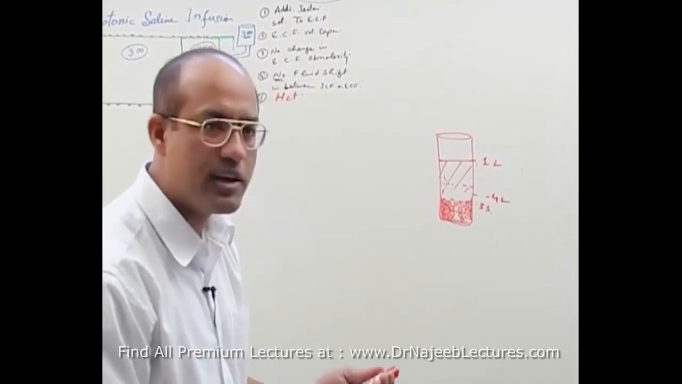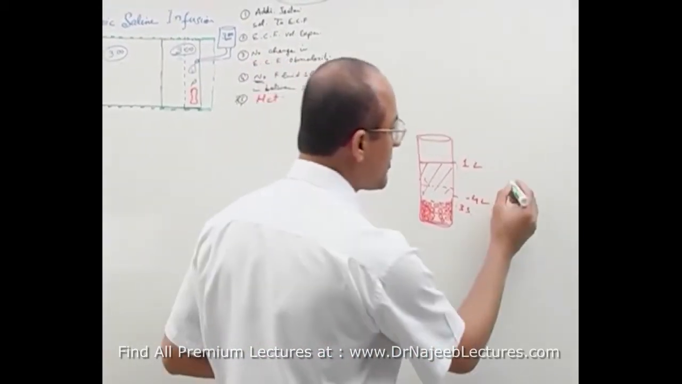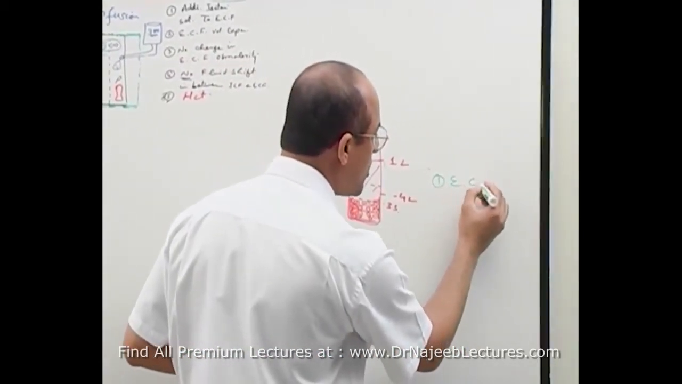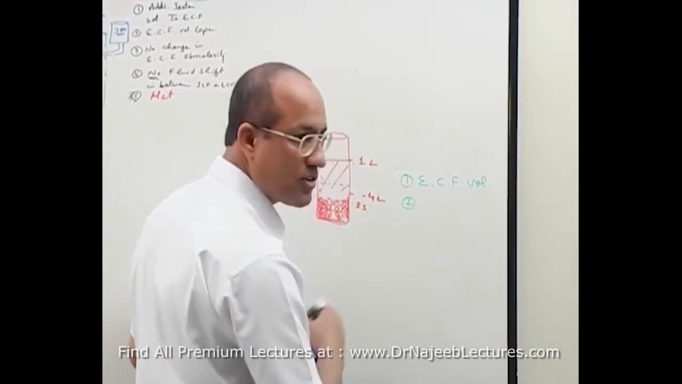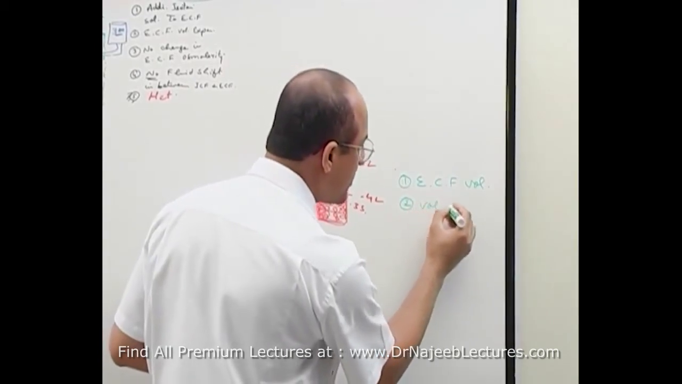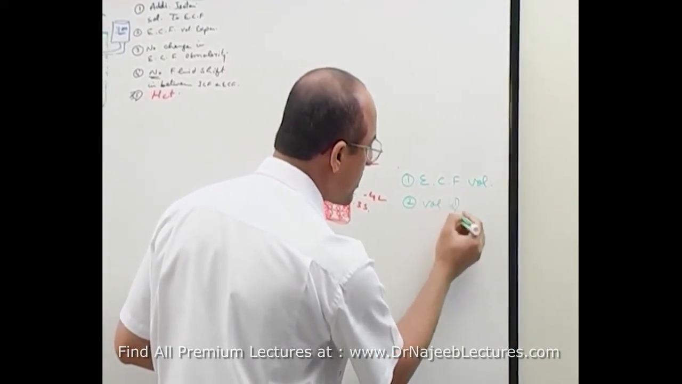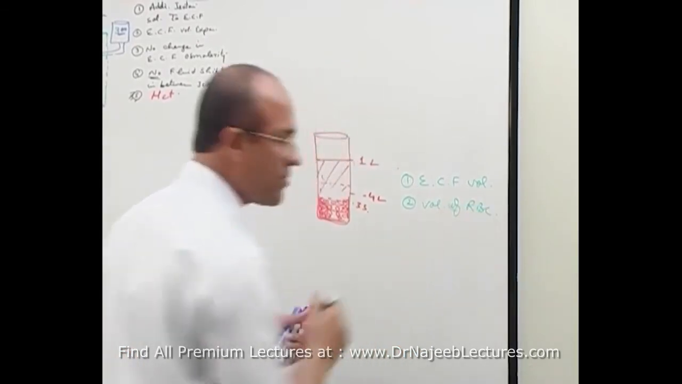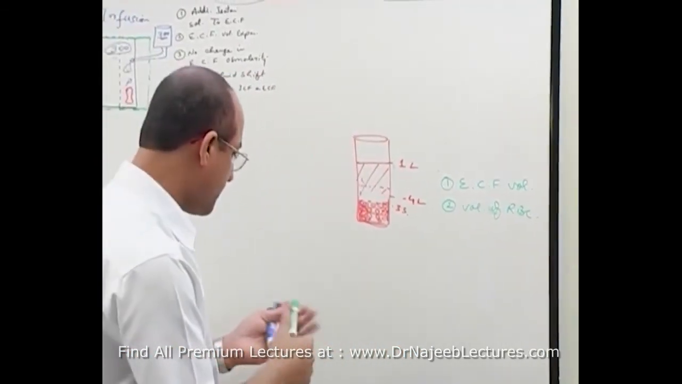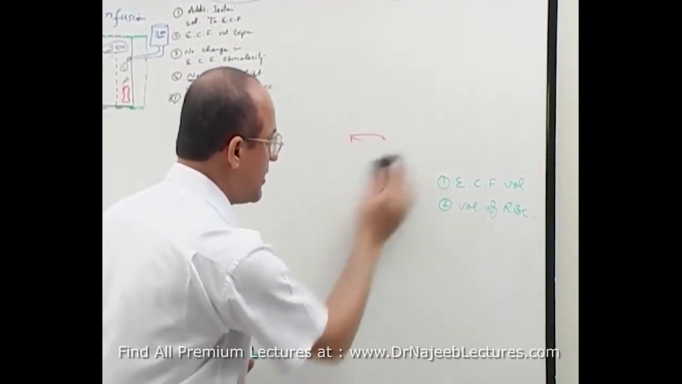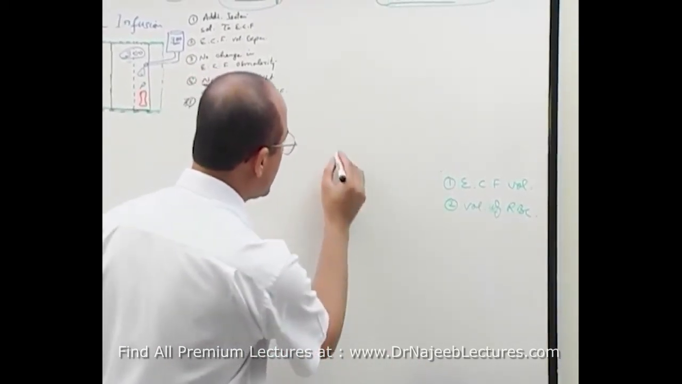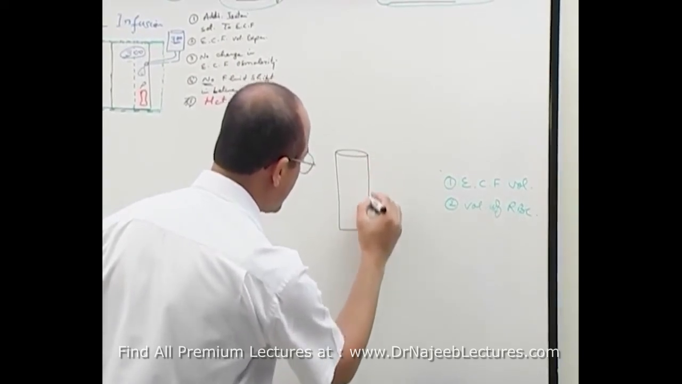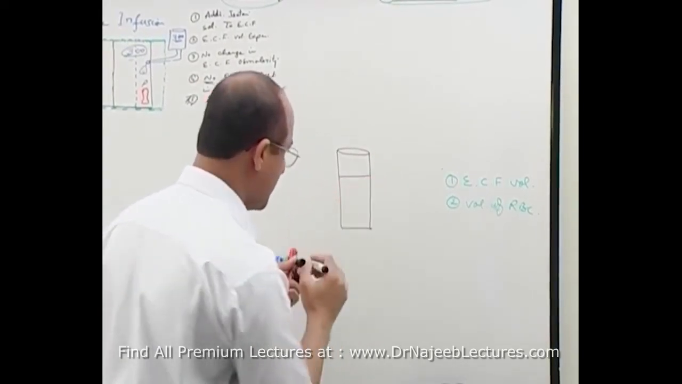So hematocrit depends on, number one, extracellular fluid volume, plus it also depends on the volume of red blood cells. Listen now carefully. I will draw a diagram again to show you some hematocrit changes. This is a container with your blood. Your blood is up to here, right?